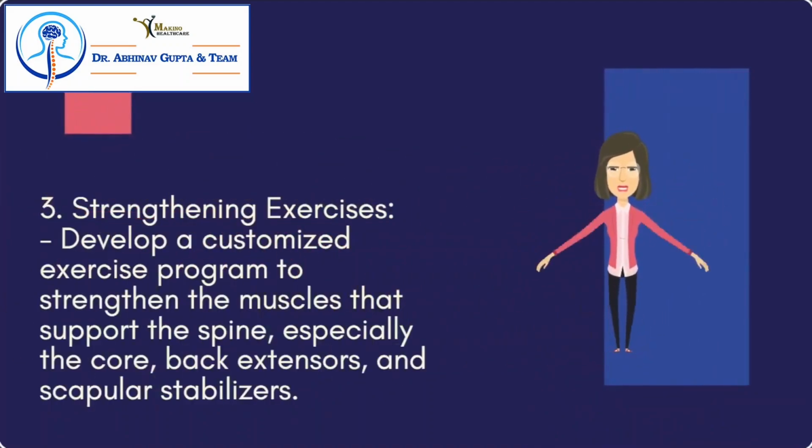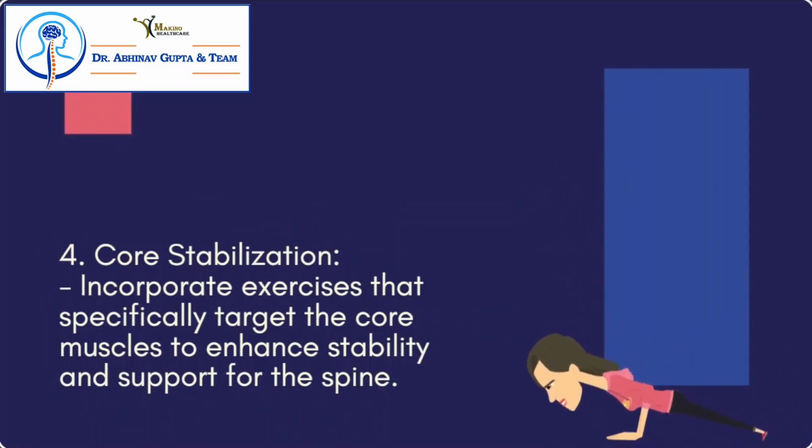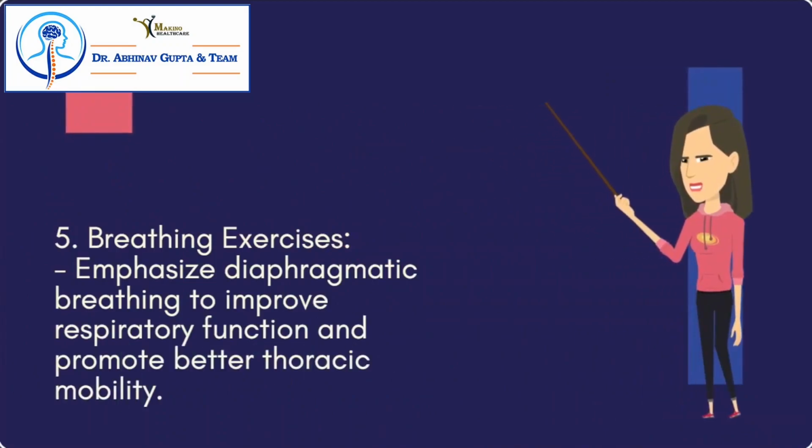3. Strengthening exercises. Develop a customized exercise program to strengthen the muscles that support the spine, especially the core, back extensors, and scapular stabilizers. 4. Core stabilization. Incorporate exercises that specifically target the core muscles to enhance stability and support for the spine. 5. Breathing exercises. Emphasize diaphragmatic breathing to improve respiratory function and promote better thoracic mobility.